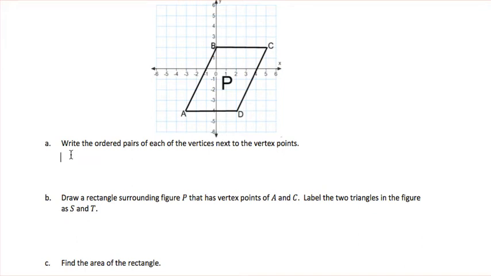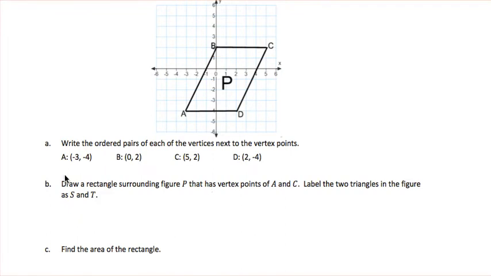Now, so that our diagram doesn't get too cluttered, I'm going to write the ordered pairs of each of those vertices in a list below. So we can see then the ordered pairs for A is -3, -4, B is 0, 2, C is 5, 2, and D is 2, -4.